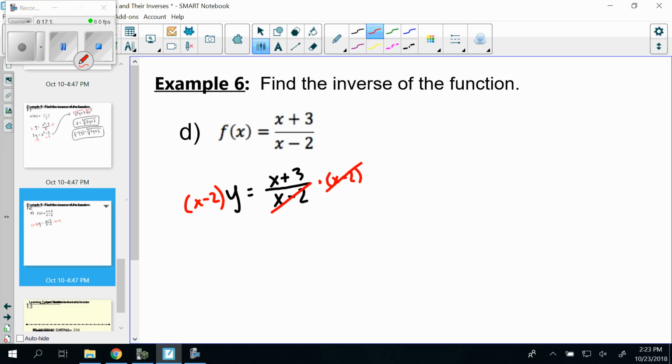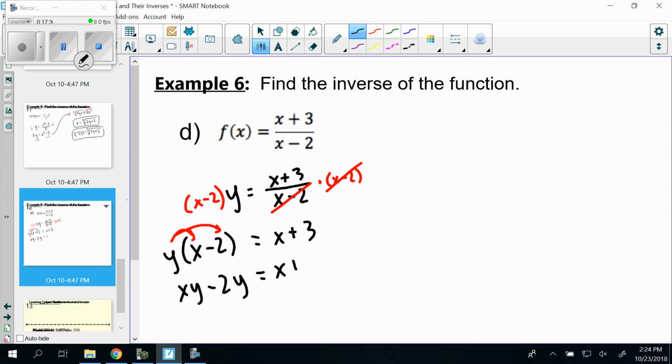Okay, that'll cancel out on this side. So now we have x minus 2 times y equals x plus 3. Again, our goal is to try to get the x by itself. So let's distribute over here. We can multiply this to both. And if we do that, we have x times y minus 2y equals x plus 3.